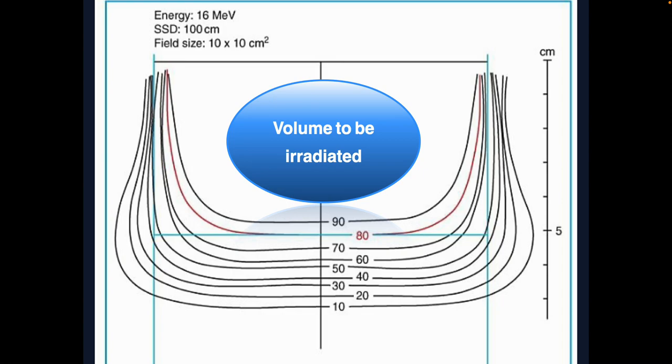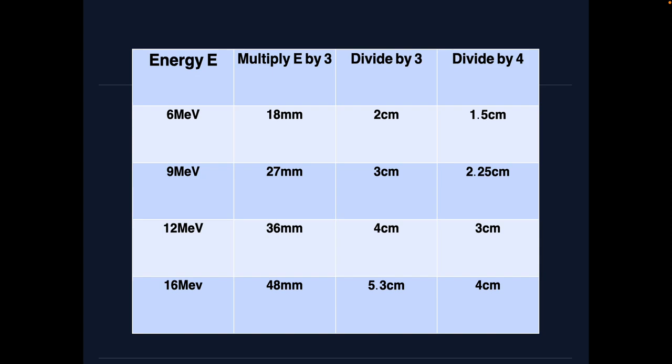There is another way of doing things. Again, I'm just giving you different examples to tell you that whichever calculating method you use, just stick to it, and most probably it is correct. Another way of doing things, if you want to calculate the average depth between the 80 and 90% isodose line for your energy, you can multiply it by 3 as well. So there's not to be confused.